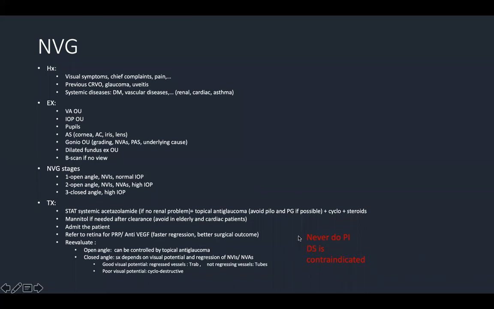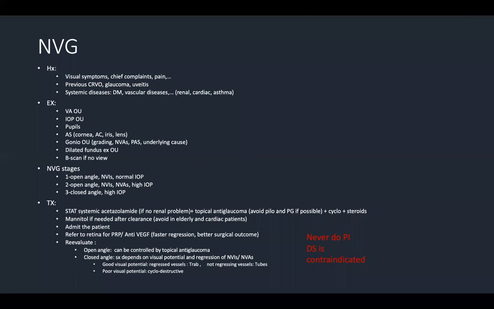Okay. And what if the pupil was blocked by severe inflammation? You should never do PI, because it will induce more inflammation and bleeding. Bleeding, hyphema.